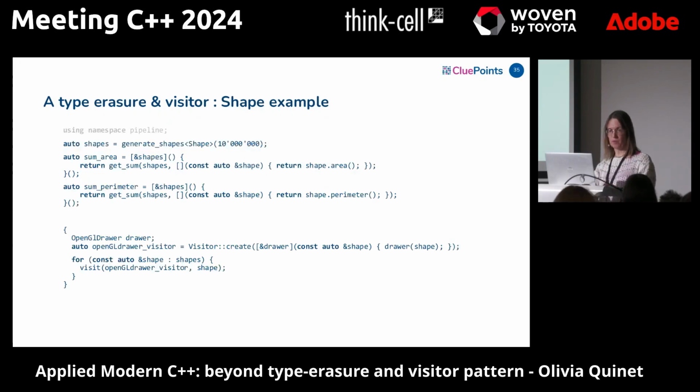So, example, here we have a shape. For example, we generate 10 million shapes, and we can sum the error by getting the sum over the shapes, and we access the error member of the shape from the visitor, and then we can also draw all the shapes.